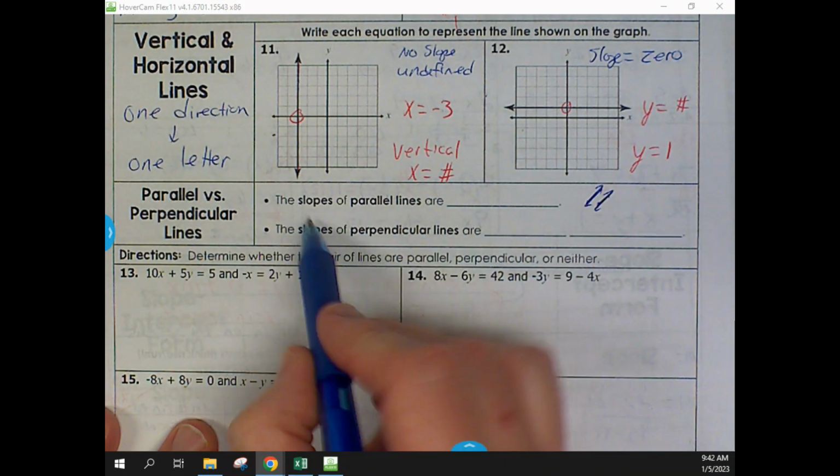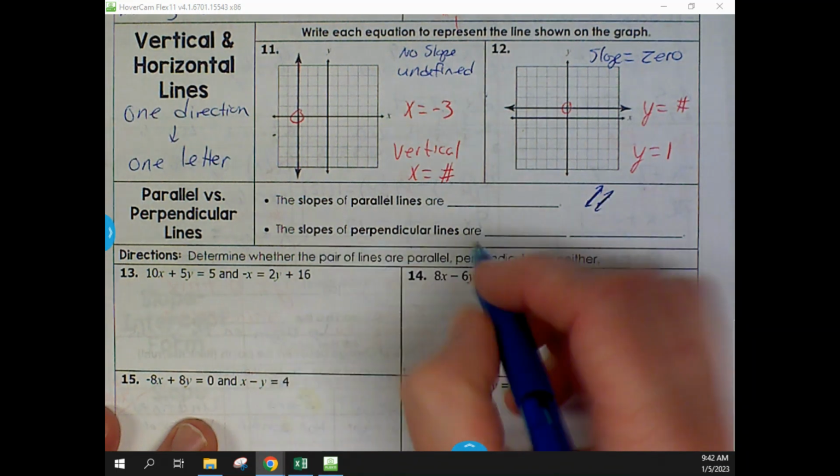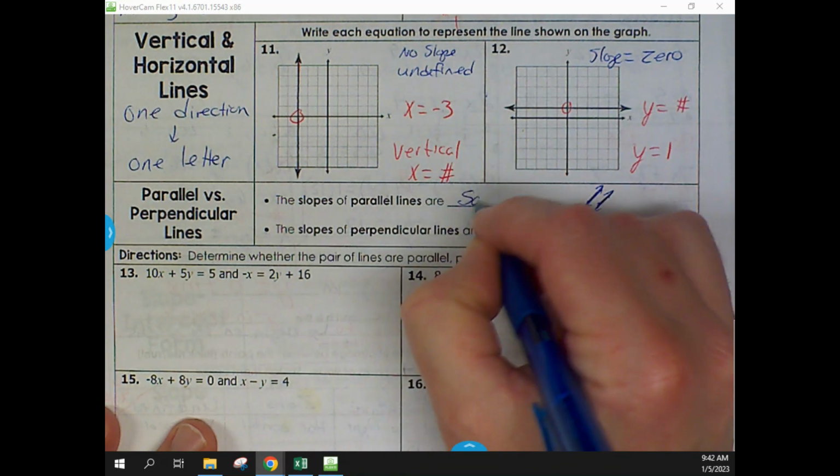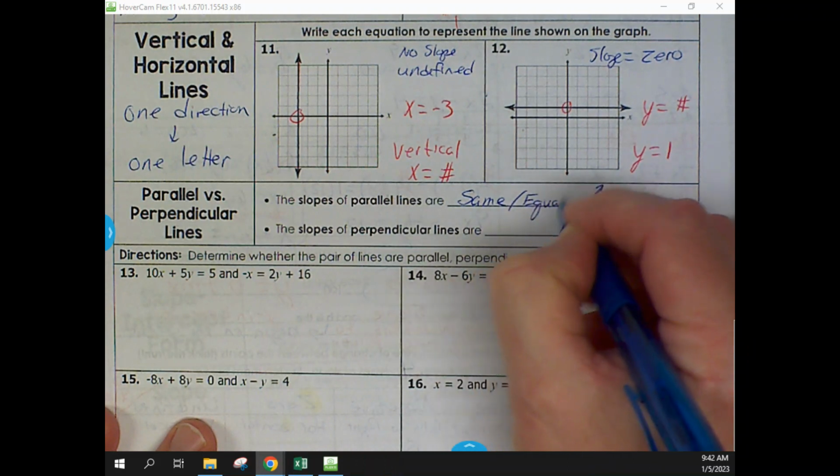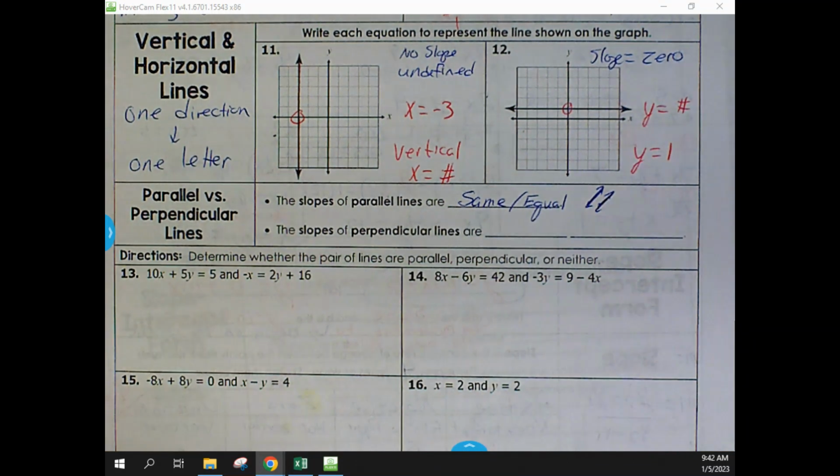Yeah. So when it talks about the slopes of parallel lines, the slopes are the same, or they're equal, because they're both going in the same direction and at the same speed. That's why they never touch: they're moving at exactly the same speed, the same rate of change.